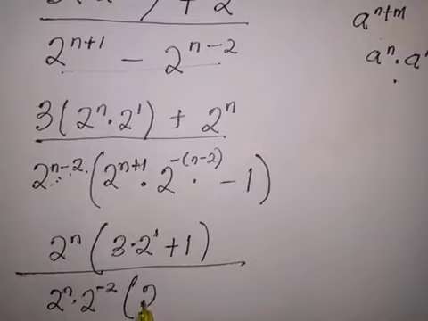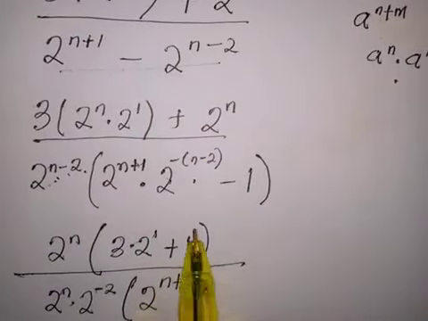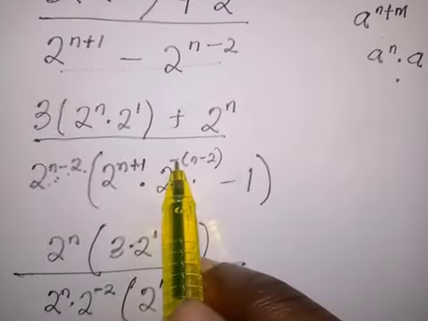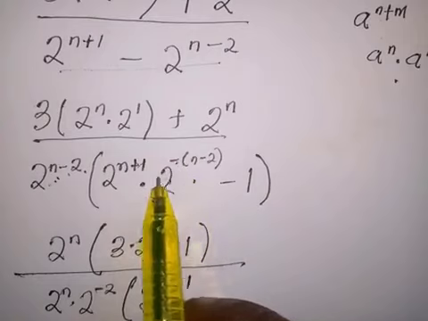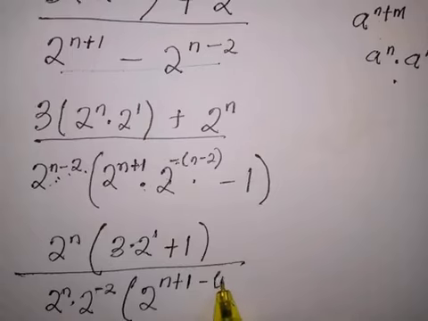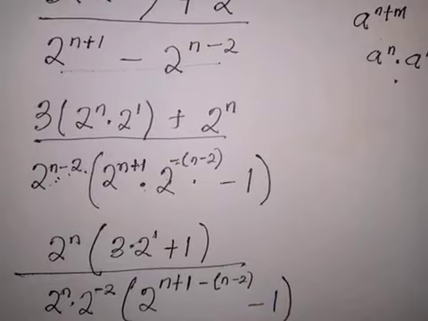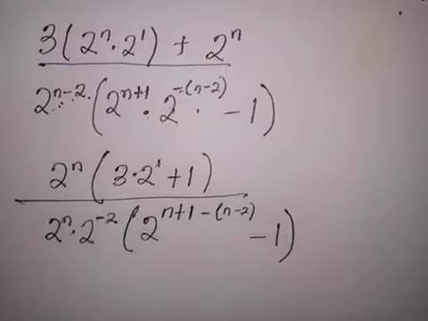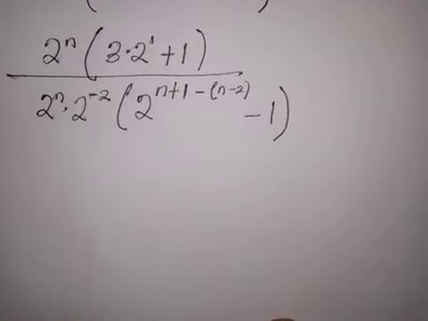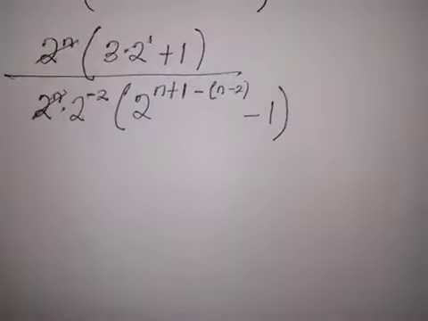Bracket 2 raised to power of, don't forget that we have the same base, I can add the power together, plus 1. But when you're adding this power together, remember we have negative here. So this negative, we multiply that positive, then we are going to have negative again. We have negative, create the bracket, n minus 2, then minus 1. We are progressing. Now at this stage, this 2 raised to power n will nullify 2 raised to power of n.